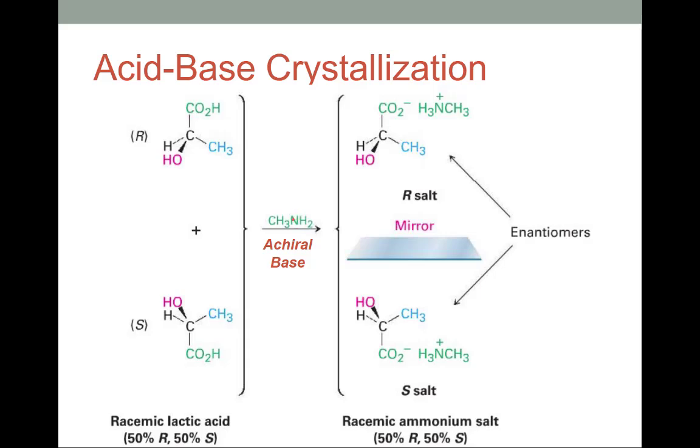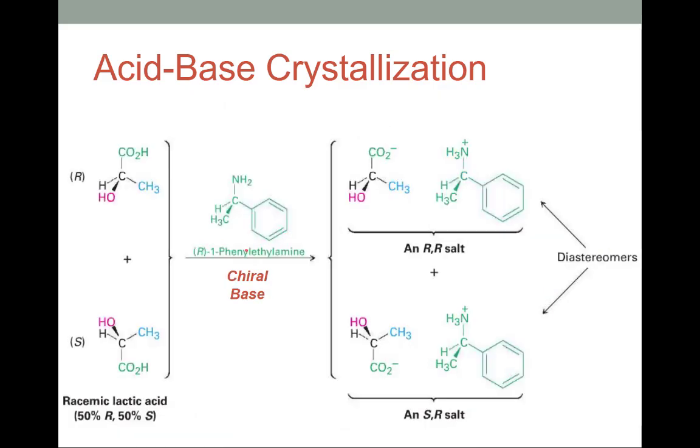If we do this reaction, we could get a racemic salt. This would be called methylammonium lactate, and we'd have the R version and the S version. So it's still a racemic mixture. These two salts would have identical physical properties because they are themselves enantiomeric. It doesn't help us; we can't separate them. However, what if our base wasn't achiral? What if our base was chiral? Like here.